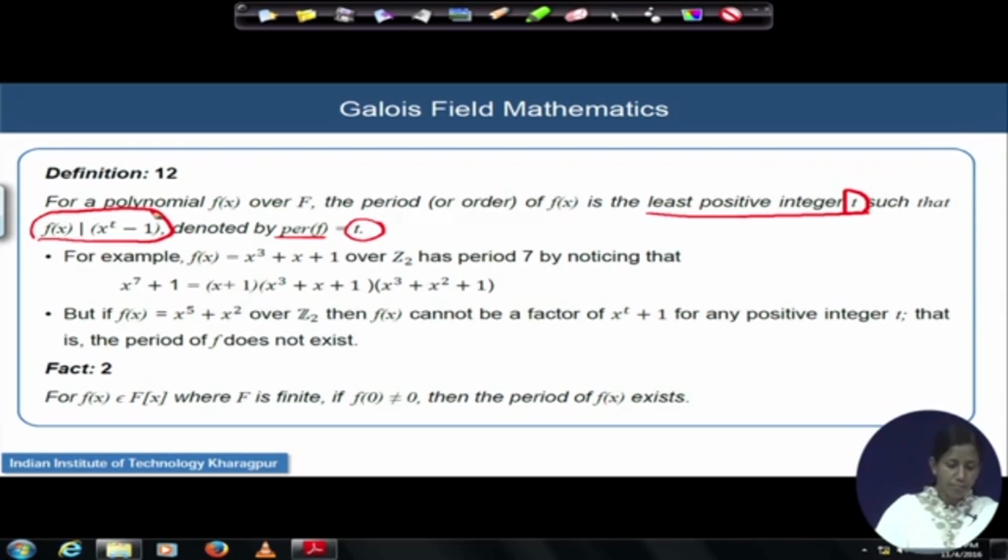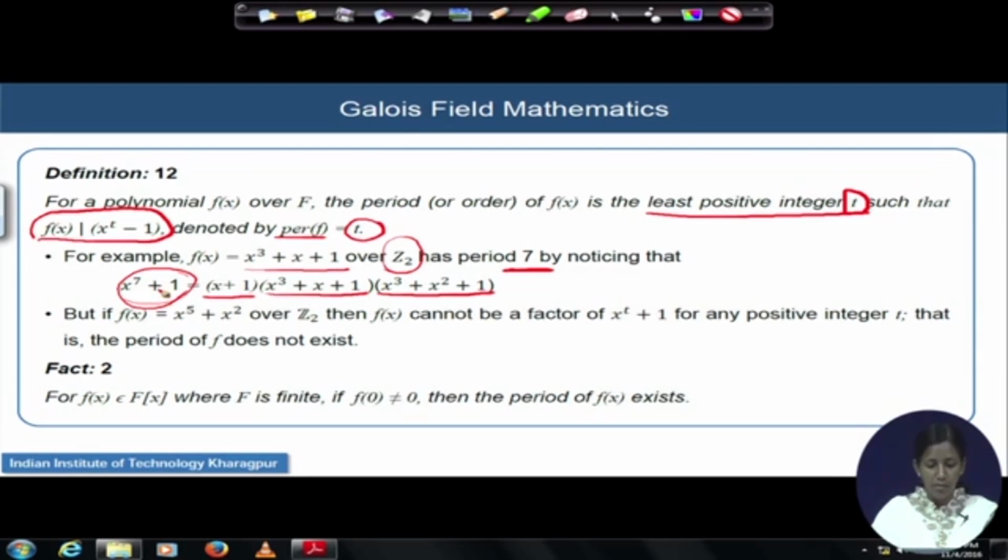We will test it. Suppose we have a polynomial given by x cube plus x plus 1 and it belongs to Z2. This is the group Z2 and it has a period 7. How will you define that it has a period 7? Because if I take the polynomial x to the power 7 plus 1, it can be expressed in the form of x plus 1, x cube plus x plus 1 and x cube plus x square plus 1. Please continue the multiplication on the right hand side and check at home whether you come back to the polynomial x to the power 7 plus 1 or not.